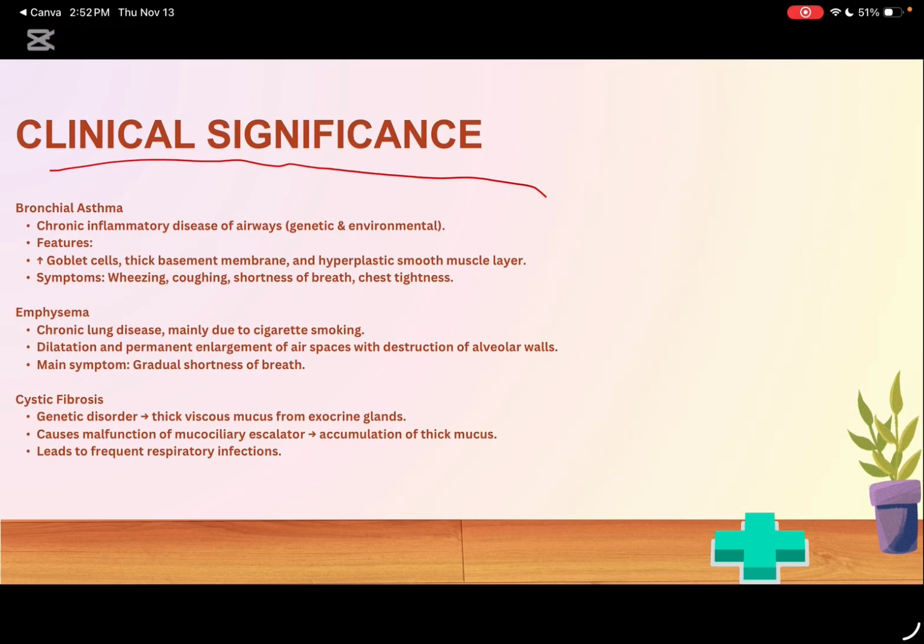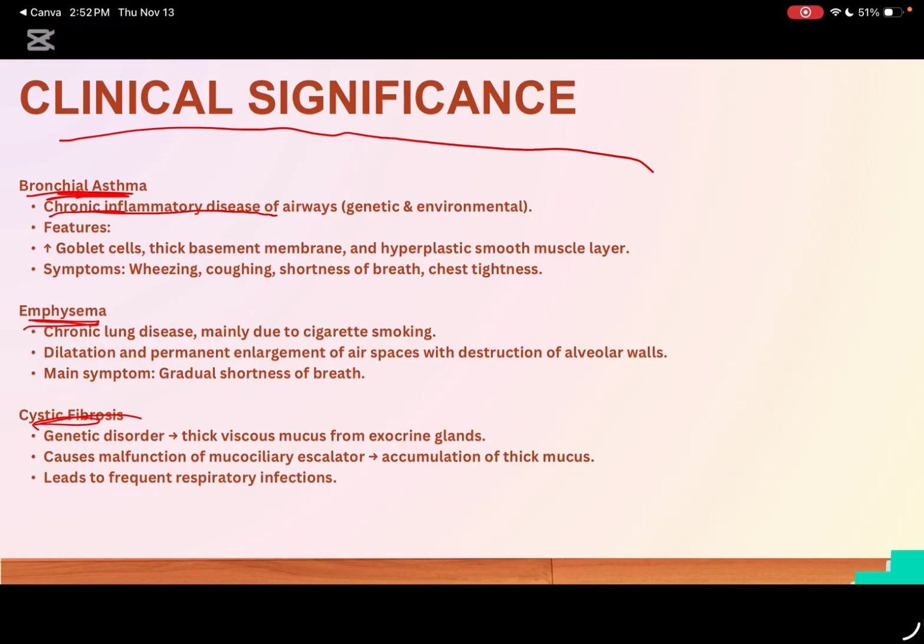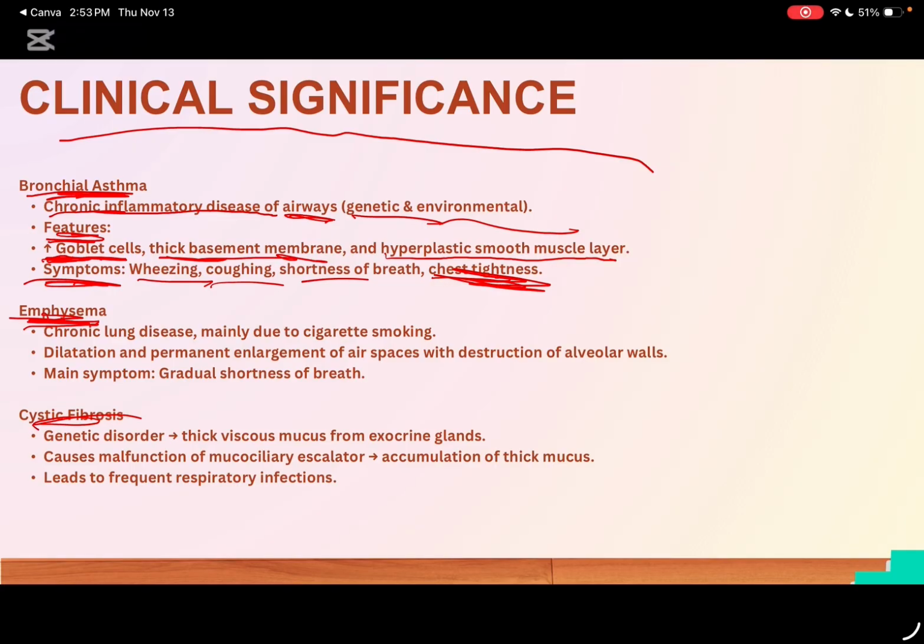Clinical significance. We have bronchial asthma, emphysema and cystic fibrosis. These are very important. They might come in the exam. Bronchial asthma, a chronic inflammatory disease of the airways, which is genetic and environmental. They can be either or, okay? Features of it, we have an increase in goblet cells, a thick basement membrane, and a hyperplastic smooth muscle layer, and the symptoms: wheezing, coughing, shortness of breath, and chest tightness, okay?